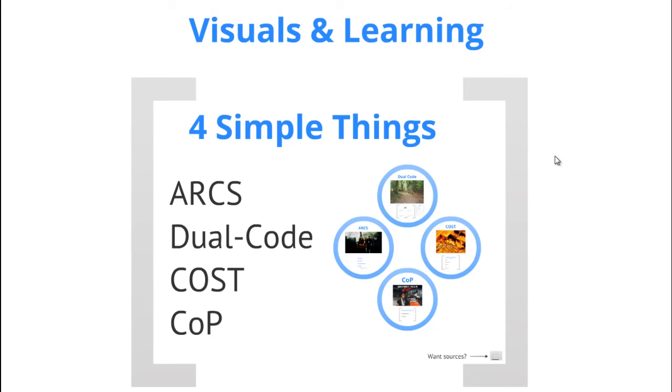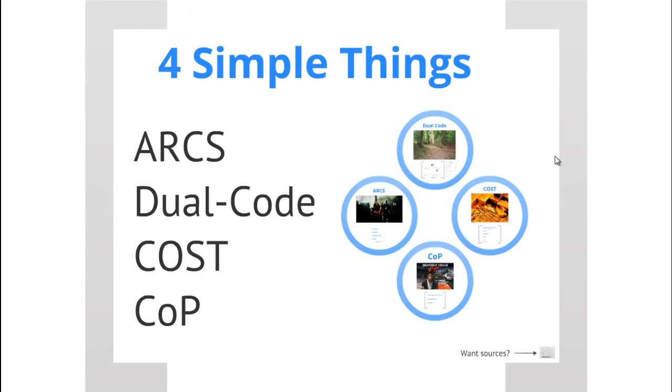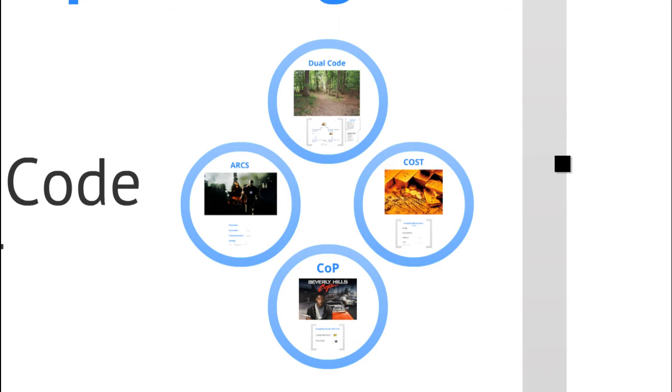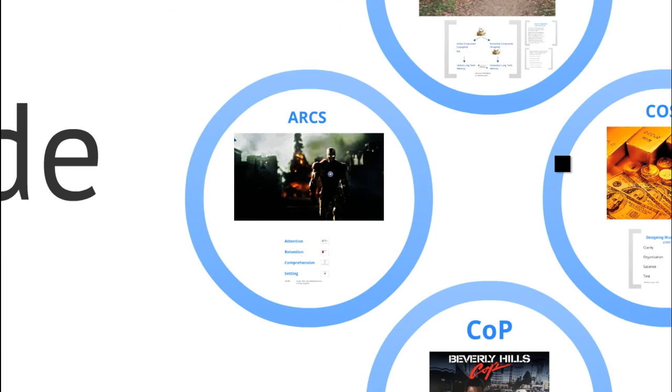Hey guys, so today I'm going to be talking about visuals and learning. I'm going to be showing you four very simple things: ARCs, dual code, cost, and COP. And I'll explain all these things. First, let's talk about ARCs.